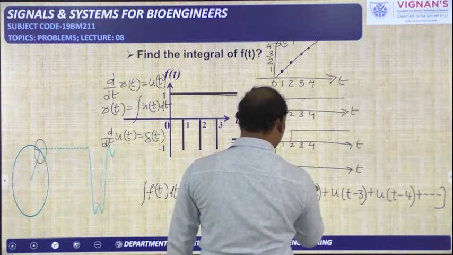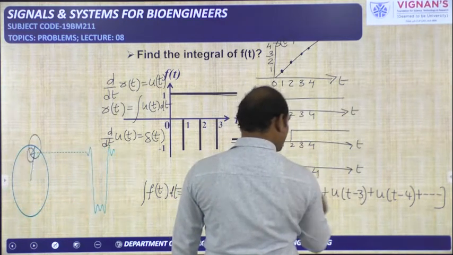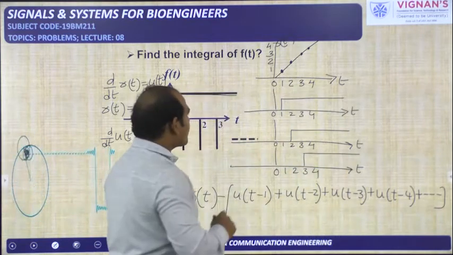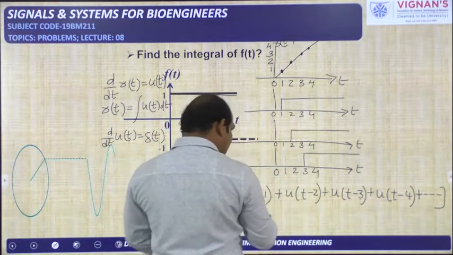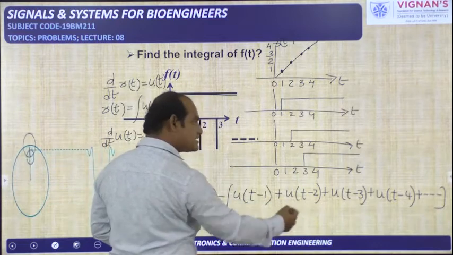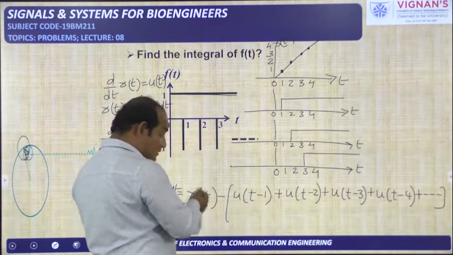Zero, 1, 2, 3, 4. u of t minus 3 means like this, so it will continue like this. Okay, now what do we need to do? We need to subtract this total summation, u of t minus 1 plus u of t minus 2 plus u of t minus 3 and so on, from the r of t.